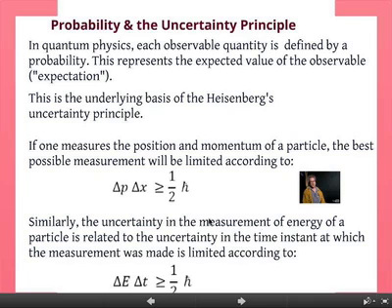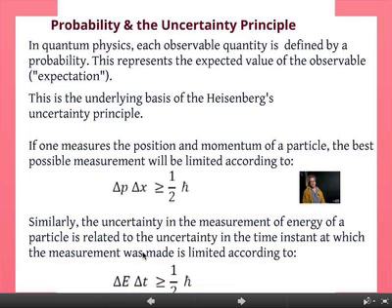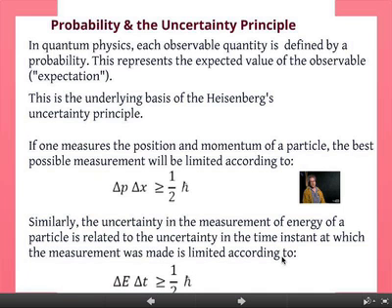Similarly, the uncertainty in the measurement of the energy of a particle is related to the uncertainty in the time instant at which the measurement was made. So if you are trying to measure the energy of a particle and the time it took to actually do that measurement, there is an uncertainty relationship. So delta E times delta T must be greater than or equal to h bar over 2 as well. These are a little bit abstract, so let's look at a very specific example which shows it very clearly.